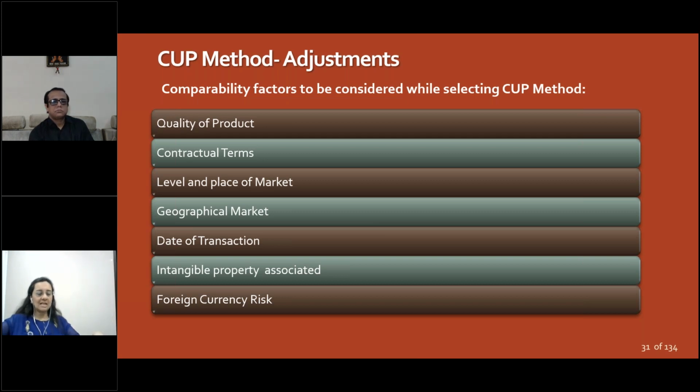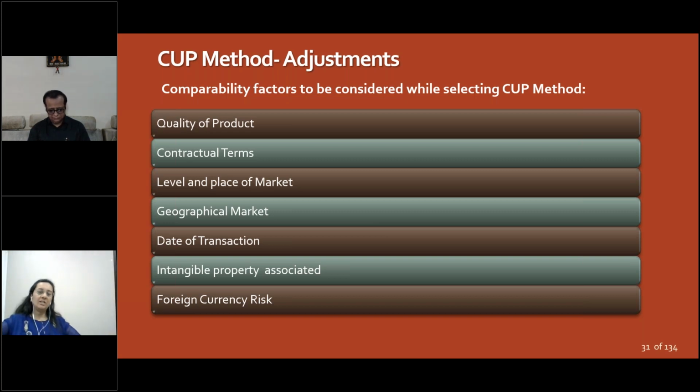If you're selling to somebody, there is a case law available in which there's a tested party selling towels to America versus selling towels in India. And they said, no, the geographical market is completely different and therefore you cannot compare it.